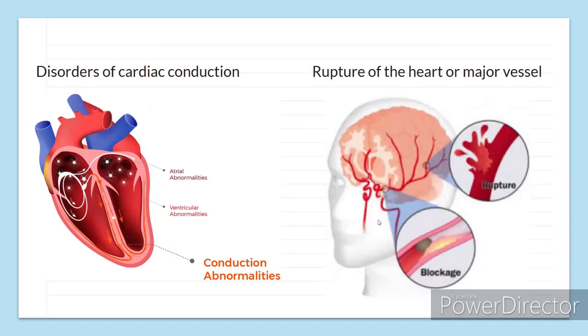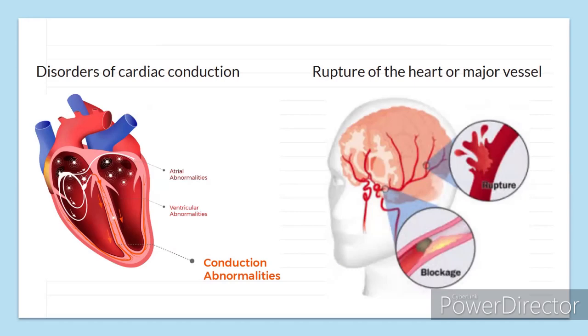Okay, so fifth, we have disorders of cardiac conduction. This is where there are abnormalities in the electrical signaling pathways that control heart rhythm and contractions. This results in inefficient pumping of blood due to uncoordinated contractions. An example of this would be arrhythmias or irregular heartbeats. And as you can see in the picture, there's abnormalities in the electrical signaling pathways, so this is messing up the pumping of the blood.